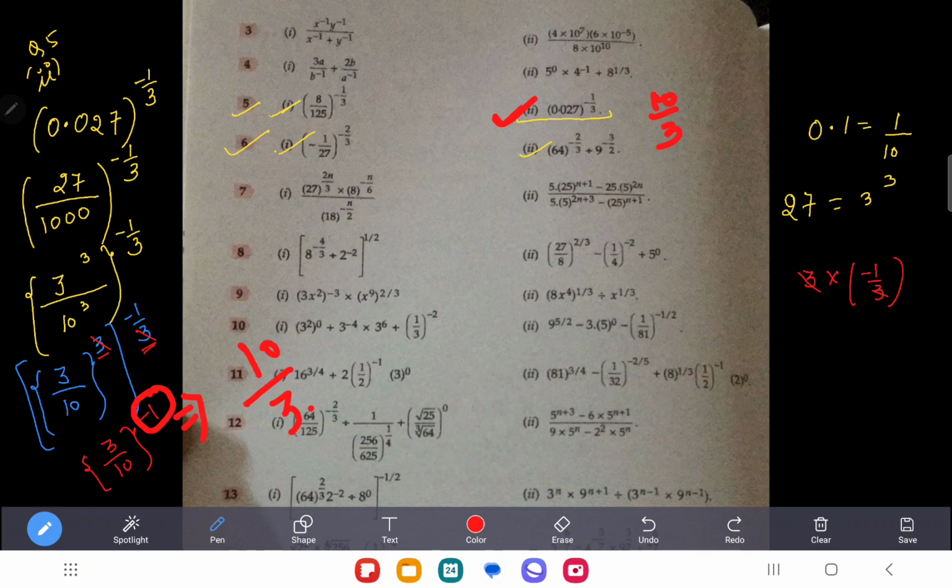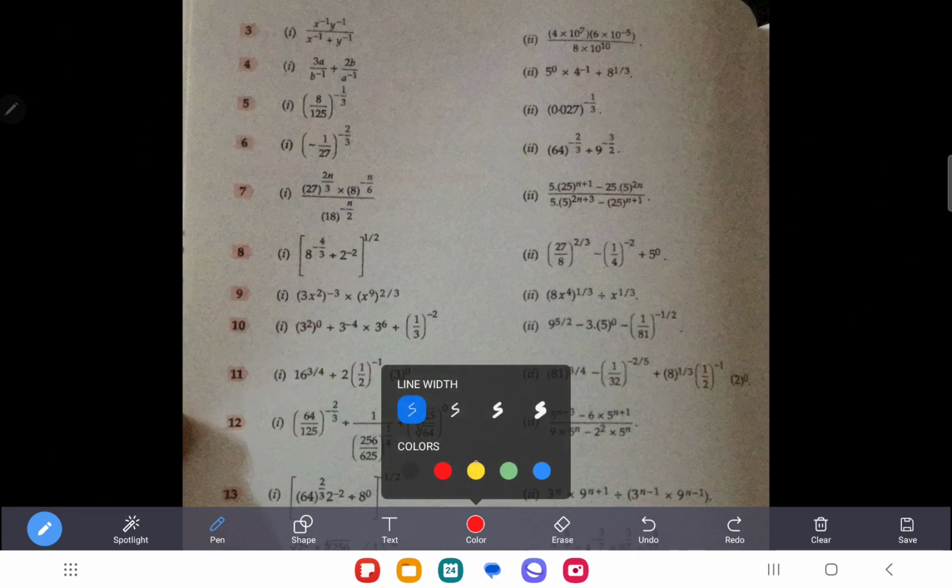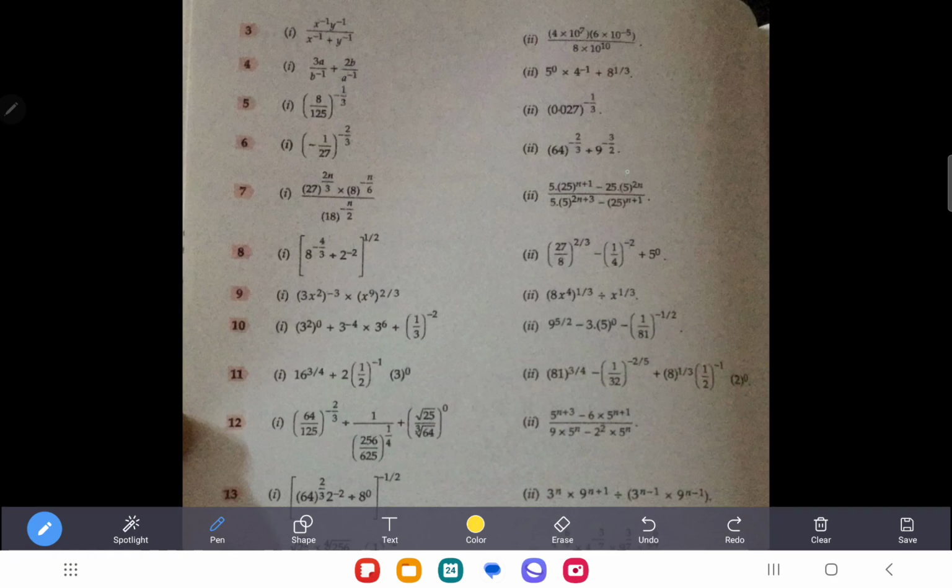Understood or not? That's how you solve these exponents and powers. Okay, next question. Now let's solve this question. So this is done, this is done. Now let's solve this question. Question number fourth, second part. It says 5 raised to power 0 into 4 raised to power minus 1 plus 8 raised to power 1 by 3.